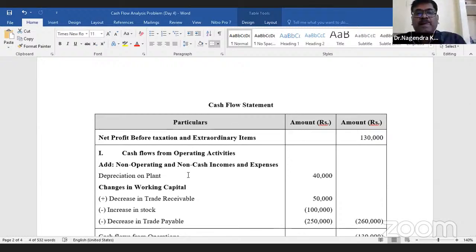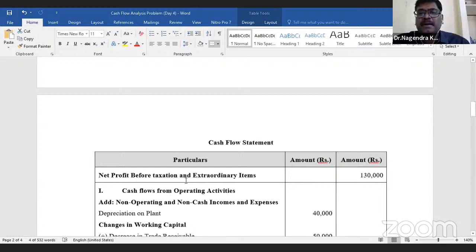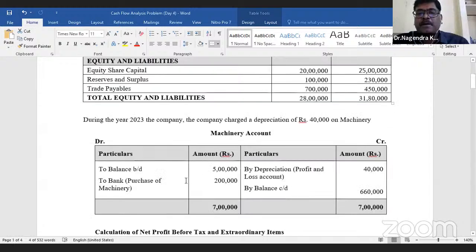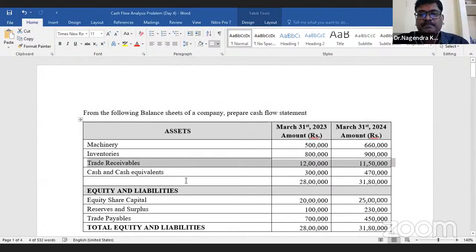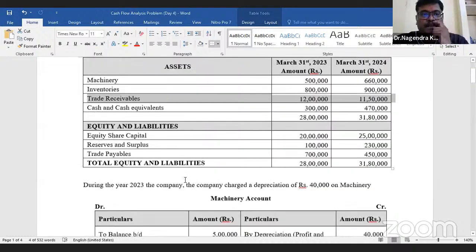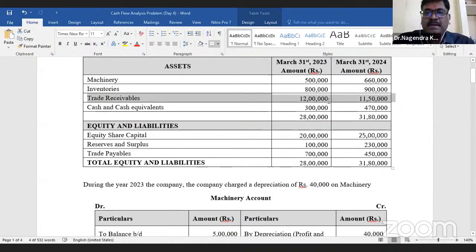Why? Because there is no actual cash flow, but we are considering it as an actual cash flow. We have to add it back to the net profit earned during the year. Okay. Here we see the trade receivables decline. So there was a decline in the value of trade receivables. When trade receivables are declined, it shows that we have received cash.